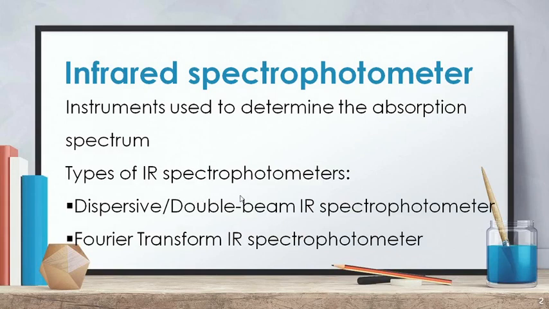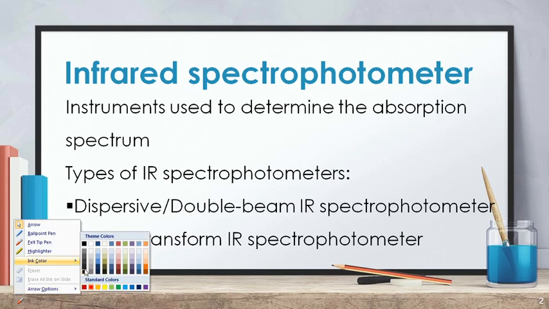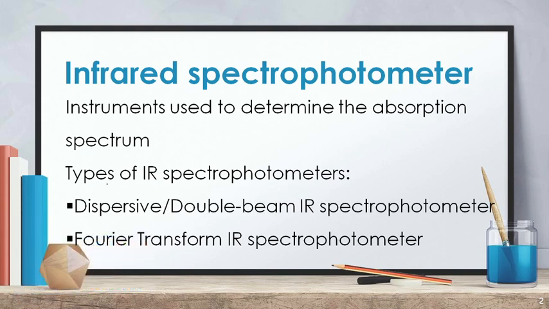Generally, two types of spectrophotometers are available. So the types of IR spectrophotometers are simply two types. One is the dispersive or double beam IR spectrophotometer, and the second one is the Fourier transform IR spectrophotometer. So these two are the available spectrophotometers for giving the instrumentation.